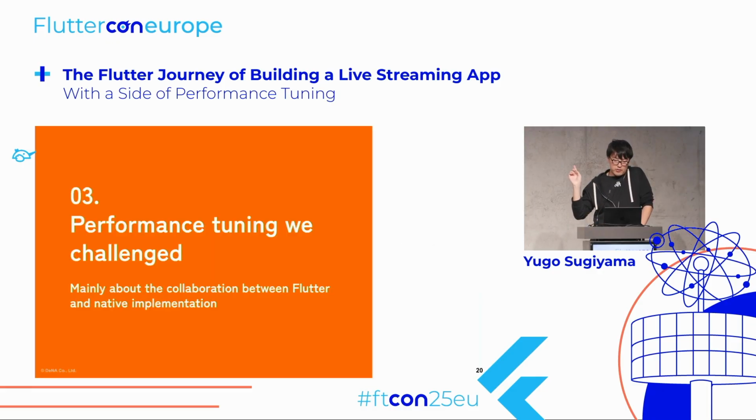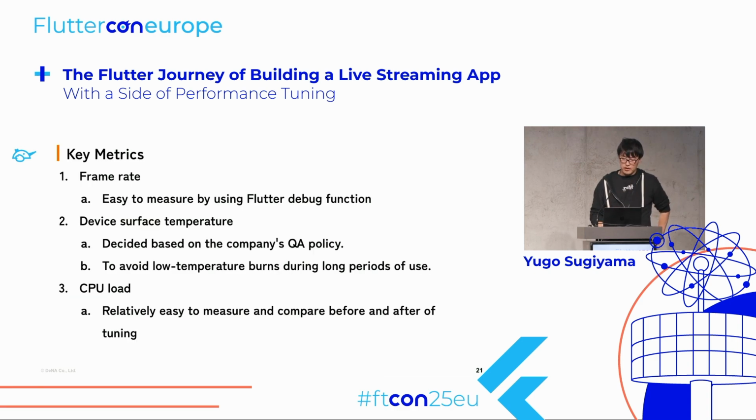And finally, I'll talk about the performance optimization, focusing especially on the parts where the native code and Flutter are integrated. First, let's check which metrics we focused on when thinking about performance. Basically, we focused on the factors that have the greatest impact on user experience. The first is the frame rate. A drop in frame rate directly affects how good the user experience is, so we consider this very important.